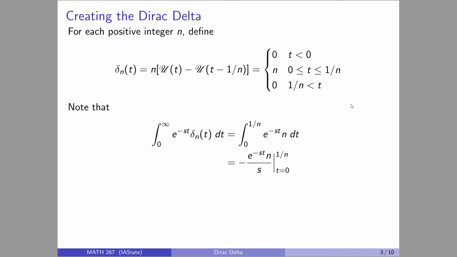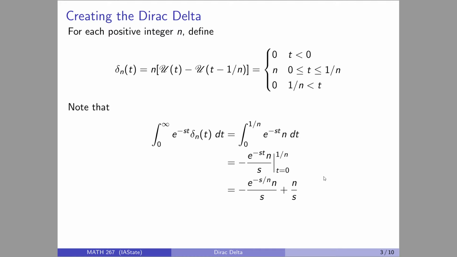So, work out the details. The n goes along for the ride, e to the negative st all over s, negative of that. We've seen that multiple times now. Plug in the bounds, t is 0 and t is equal to 1 over n. And there we go. We plugged in the 0, so we got rid of the s over there. Now there's still an s up here, and an s down here, and we'll deal with them shortly.